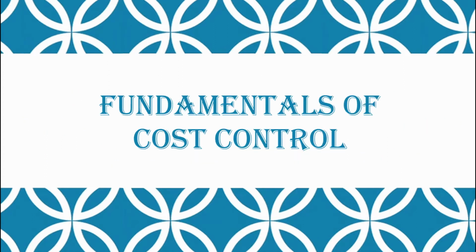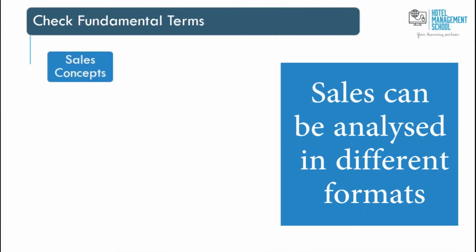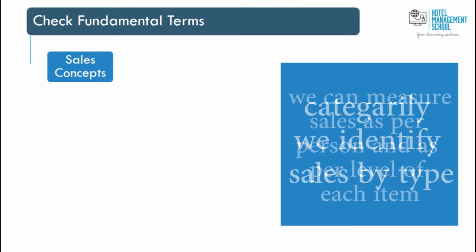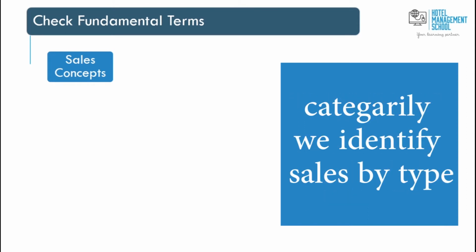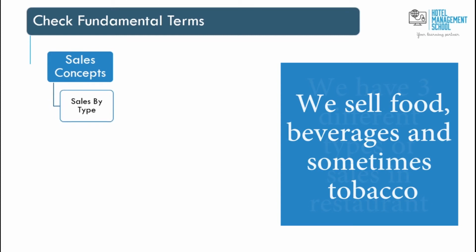So let's look at some of the fundamental terms first. Sales concepts. We will analyze the sales in different formats. We can do the menu engineering analysis. We can measure the sales per person, per table, or for each item. So categorically, we identify sales by type. In F&B, in restaurants, what are the three different types of sales that we have? We sell food, we sell beverage, we sell tobacco sometimes.